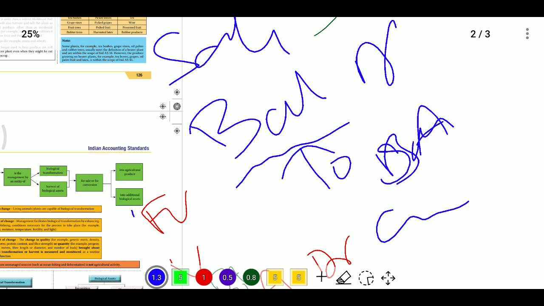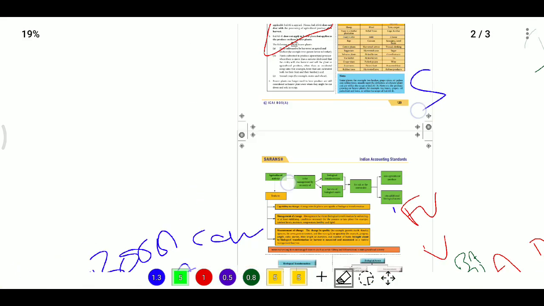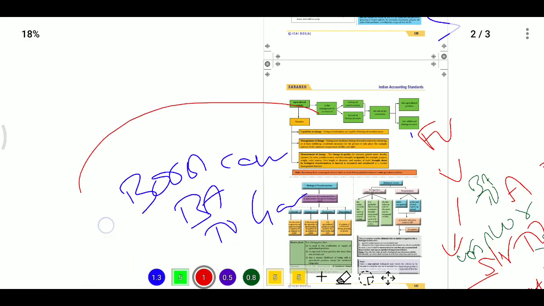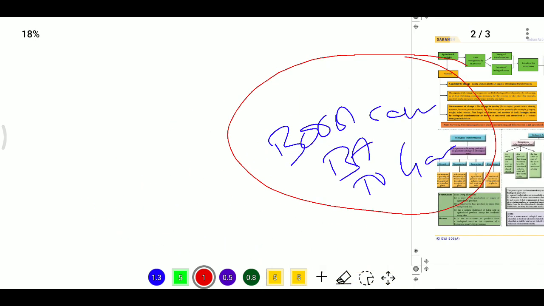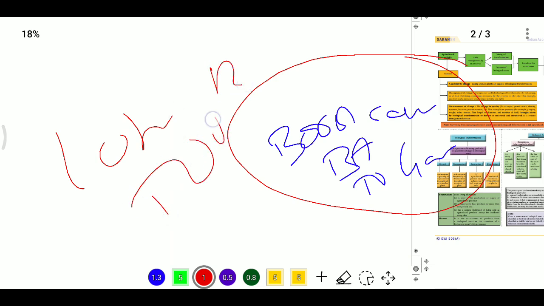In some cases, if a birth happened we recognize it as a gain. If a death happened, we need to recognize the loss, that is loss on death of biological asset, and we reduce the biological asset by the proportionate carrying value of the biological asset that died.